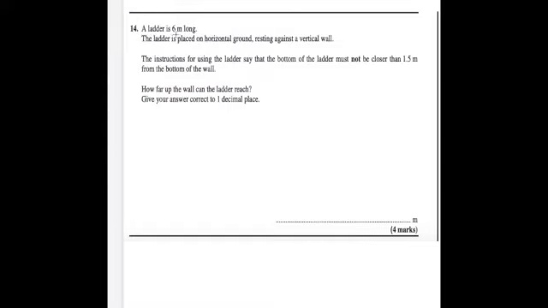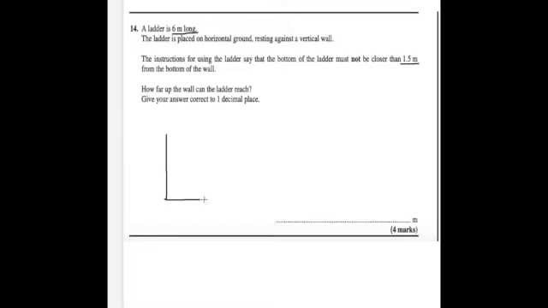Now this is one of the hardest sort of questions you get in Pythagoras' theorem. It's all worded. There's no diagram given to you, so you have to draw it out yourself. A ladder is 6 meters long. The ladder is placed on a horizontal ground against the vertical wall. The instructions for using a ladder state that the bottom of the ladder may not be closer than 1.5 meters from the bottom of the wall. So you need to construct this yourself.